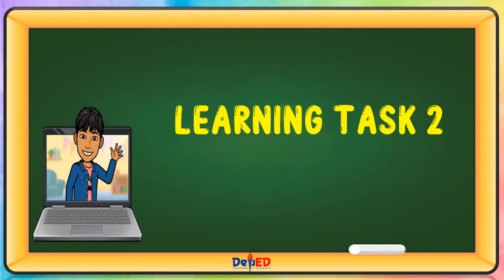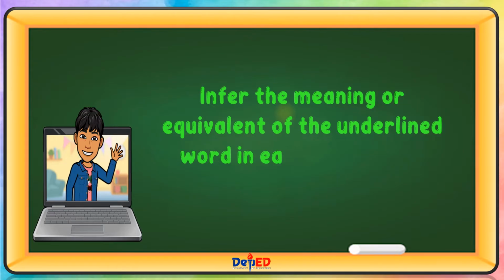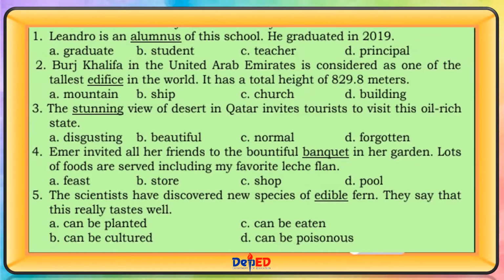Learning Task 2. Infer the meaning or equivalent of the underlined word in each statement. Leandro is an alumnus of this school. He graduated in 2019. The answer is letter A, graduate.